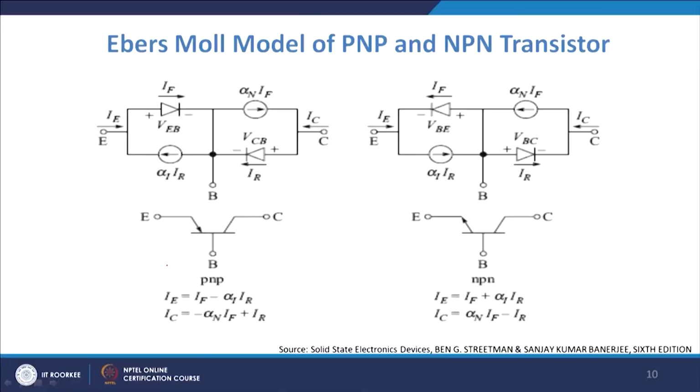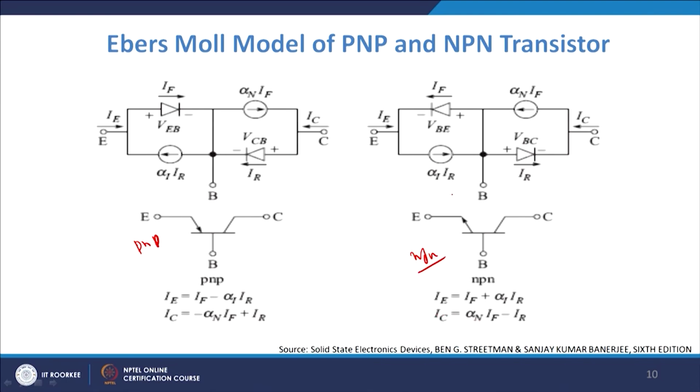Before we move forward to the inverse and this thing, let me give you the Ebers Moll model for NPN and PNP transistors. So, if this is a PNP, this is basically an NPN. NPN is relatively easy to handle, so I can do it.